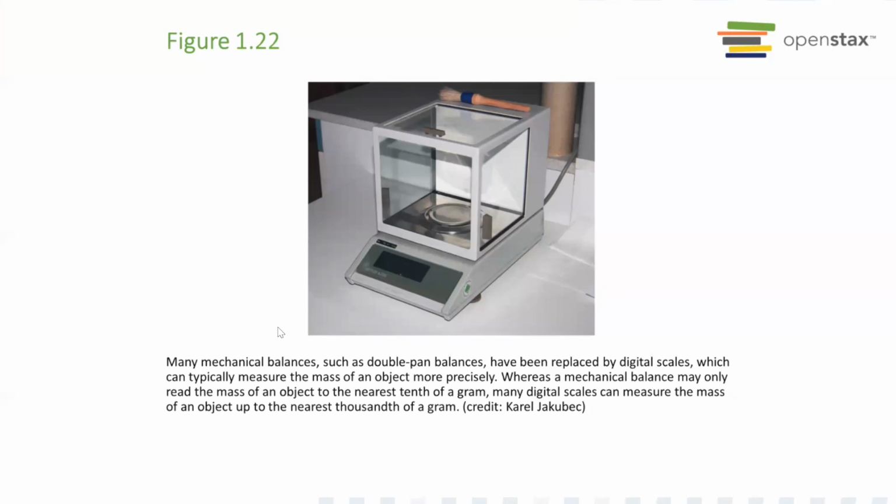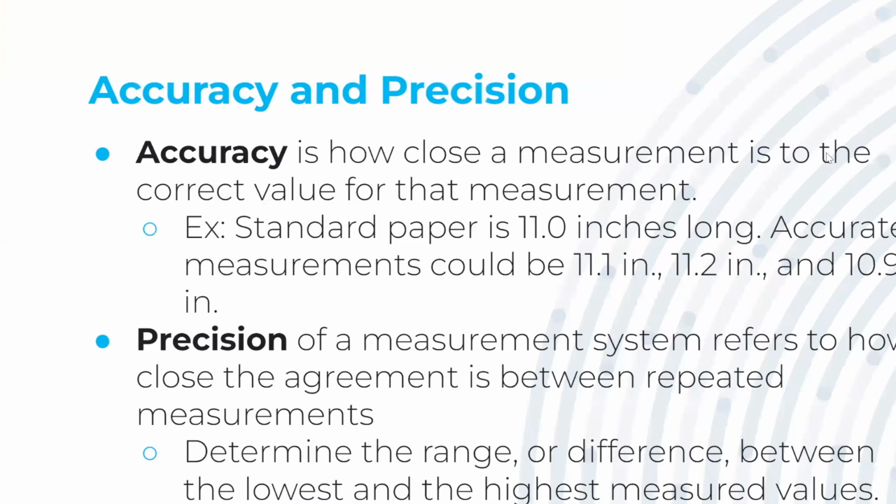The term accuracy has to do with how close the measurement is to the correct value of that measurement. Let's say we had a sheet of paper that was 11 inches long. Accurate measurements could be within 10% or so. So if you had 11.1, 11.2, 10.9, those are still pretty accurate because they're really close to the true value. Precision of a measurement is how close the agreement is between repeated measurements. Looking at the range, or difference between the lowest and highest values, gives you the precision of an instrument.